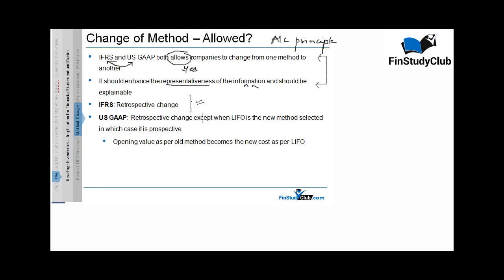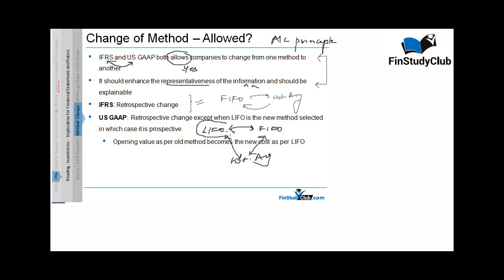IFRS says that the change, whenever it happens, should be retrospective. Now what you need to understand is there is no LIFO method in case of IFRS. So it could be FIFO to weighted average or weighted average to FIFO. In case of US GAAP, on the other hand, there is LIFO as well. So it might be LIFO to FIFO or vice versa, and in fact there is weighted average as well. So overall, if you look at it, there will be a three-way movement. It could move from anywhere to anywhere.